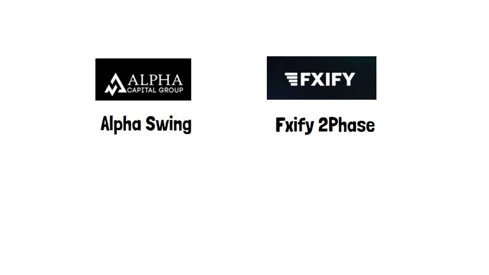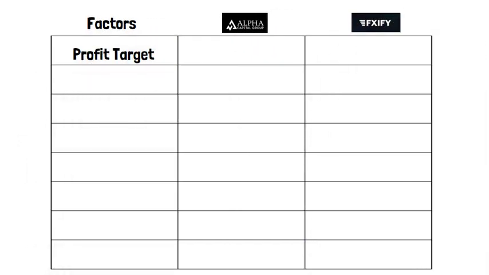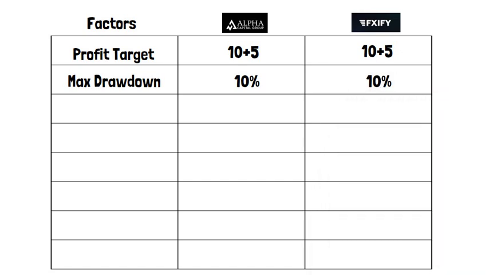I have considered various factors in order to make this comparison side by side. The first factor is profit target. The profit target in phase 1 is 10% and in phase 2 is 5%, and it is same in FXify as well. 10% and 5% is the target in phase 1 and phase 2 respectively. Maximum loss, which is fixed type of loss, in Alpha Capital Group it is 10% and in FXify as well it is 10%. The profit to drawdown ratio, that means like risk to reward expectation, it comes around same. That means the challenge according to the profit and the maximum loss that they are allowing, it will be same.